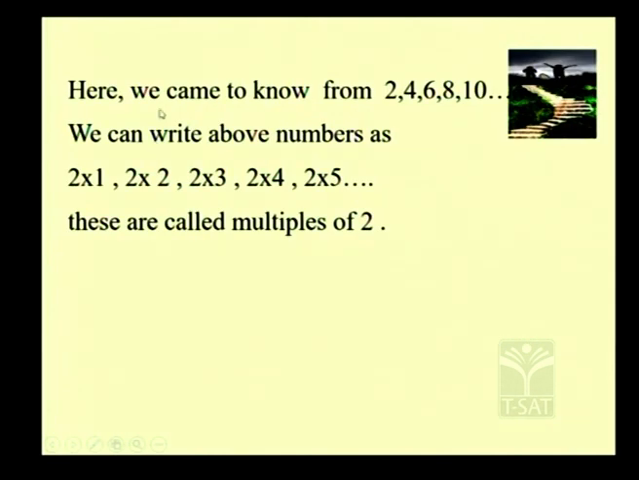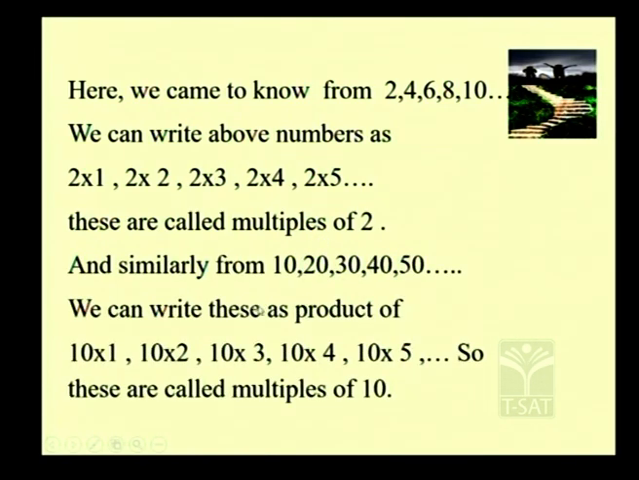So, we came to know that 2, 4, 6, 8, 10 and so on can be written as 2 into 1, that is 2, 2 into 2, that is 4, 2 into 3, that is 6, 2 into 4, that is 8, and 2 into 5, that is equal to 10, like that. So, we can write 2, 4, 6, 8, 10 as multiples of 2. These are called multiples of 2.